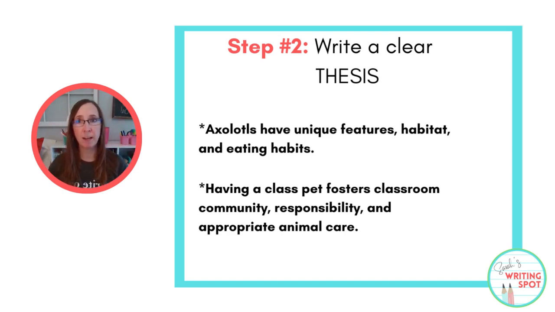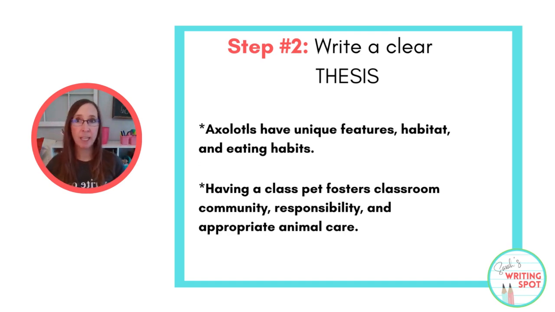So I want you to think about it. What will the first body paragraph be about? That's right. It'll be about classroom community. What will the second body paragraph be about? That's right, responsibility. And the third one will be about appropriate animal care. So see what I mean about being very organized.